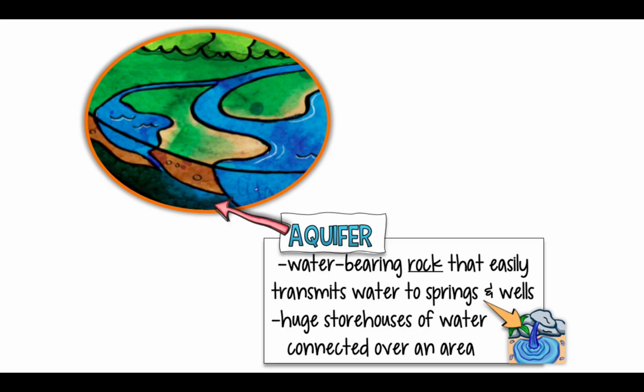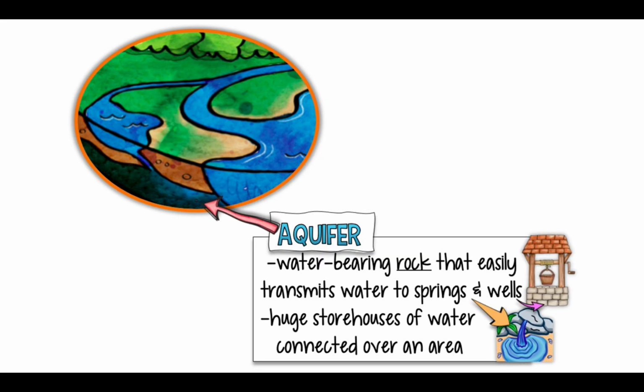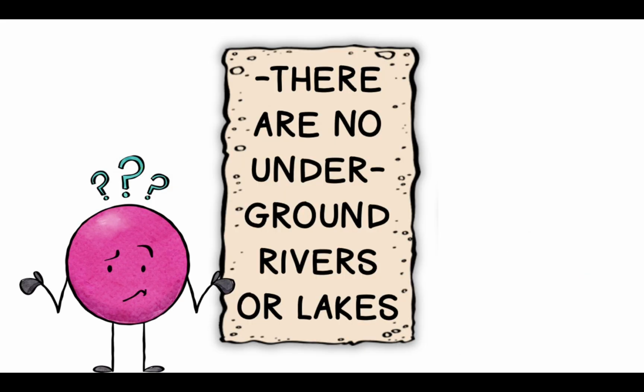Okay, so there are such things as natural springs. You can find them a lot of times in the mountains. And so as gravity is flowing down, you have those aquifers that allow springs to pop up, and then you can also have wells. But there are no underground rivers or lakes. And so that is something that is commonly confused.